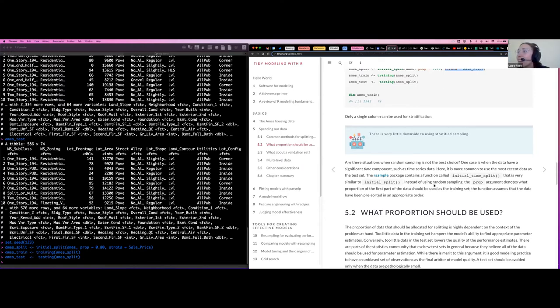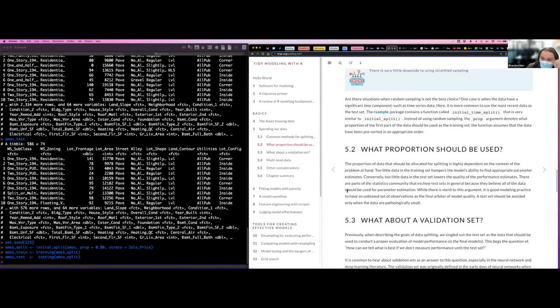So obviously, you wouldn't want to do an initial time split. You would want to use a time-sensitive or time-relevant split, because if you pull too much from an early time or a late time, you don't have a good spread of your data across time. So here they're saying what proportion should be used. Too little data, can't get a good model. Too little data in the test set is not going to give you a good indicator of its performance. That makes sense.